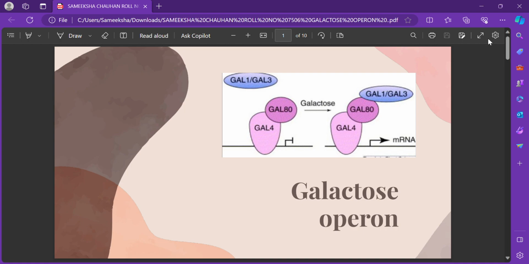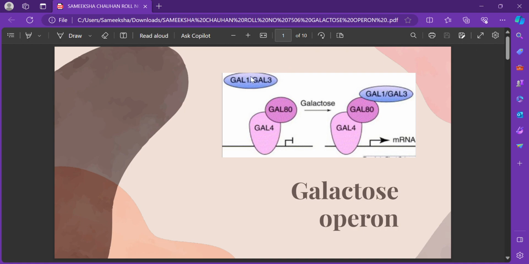Galactose operon is also known to be an inducible pathway, which means that the expression of genes involved in galactose metabolism is turned on in response to the presence of galactose in the environment. So when we grow yeast, which is a eukaryote, and the example is Saccharomyces cerevisiae, where we see the galactose operon, then we have to add galactose so that this galactose operon can function.